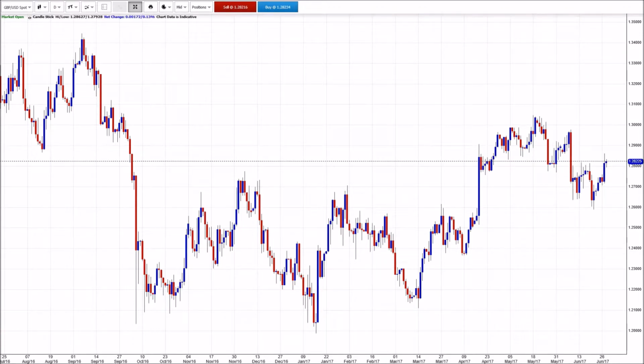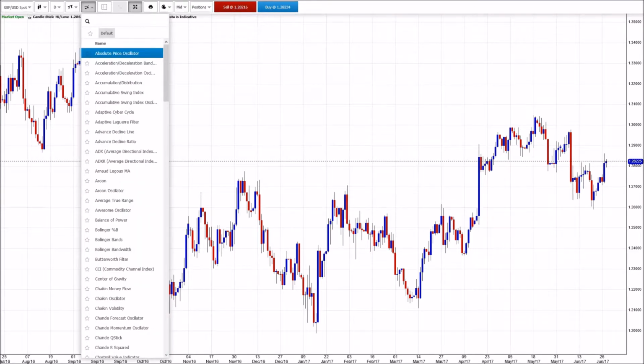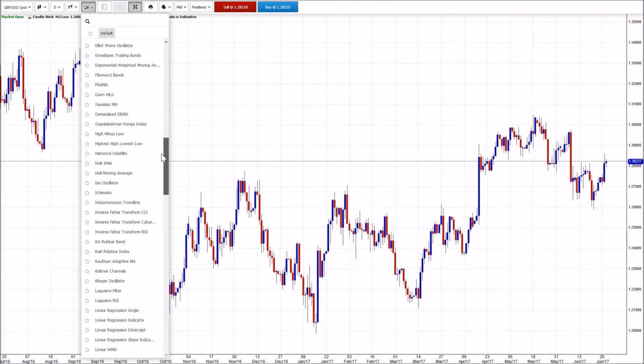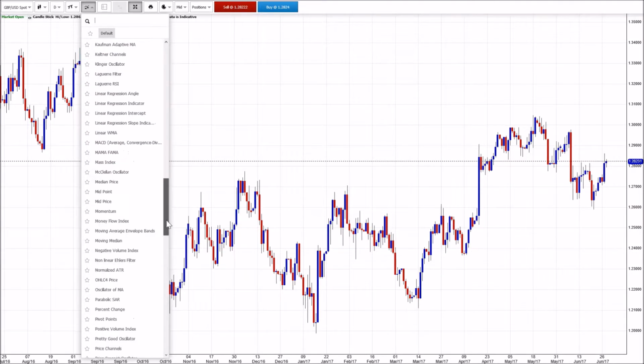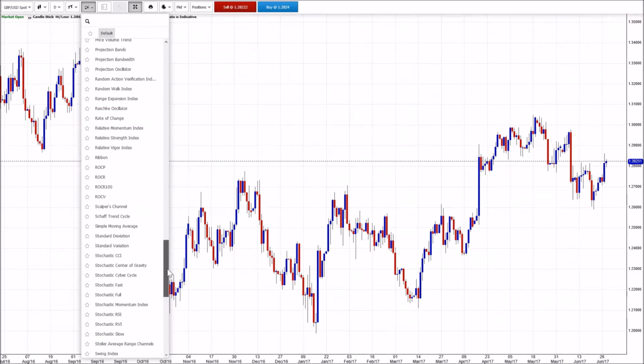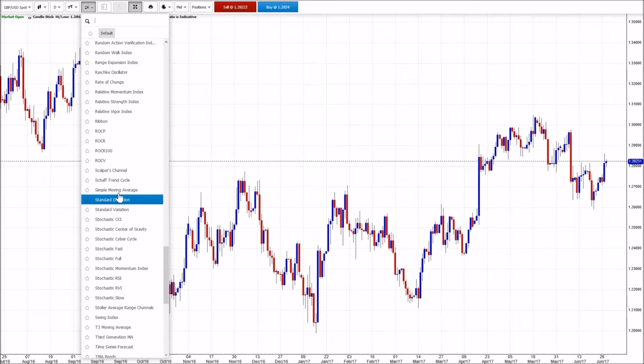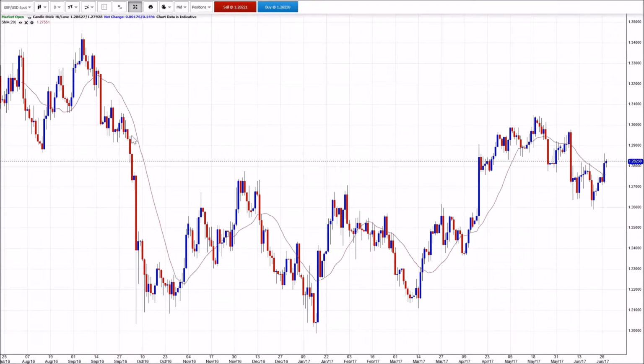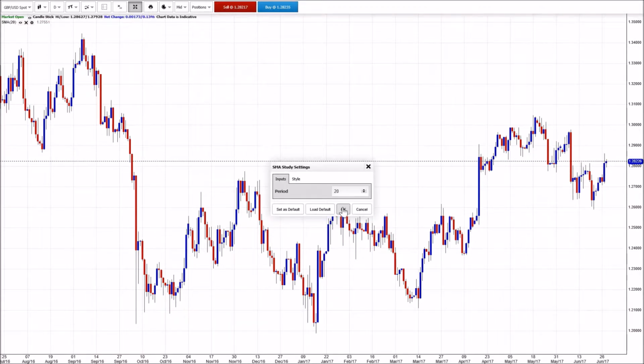Let's plonk on our moving average. So we'll go up here, and we'll go all the way down. There are lots of different variations on moving averages, like exponential moving average, weighted moving average, but we will stick with the simple moving average, which is here. Click on that. It's defaulted on mine to a 20-day moving average, which I've just managed to delete. So let's put it on there. Yeah, load default. There we go. Let's put it on.